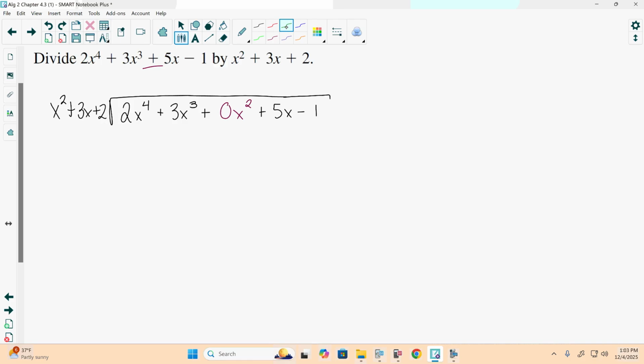We notice a lot of this is just repeated steps over and over again. Because our first thing we're going to do is what? Our biggest term divided by our first term, 2x to the fourth over x squared. Well, when we divide like bases, we subtract the exponents. So x to the fourth divided by x squared, like bases, 4 minus 2 is 2. And we would still have our 2.